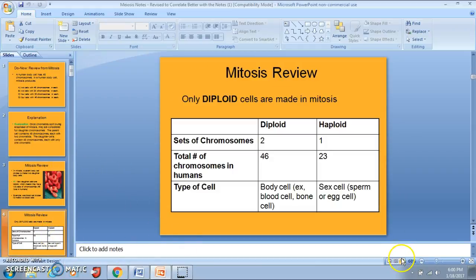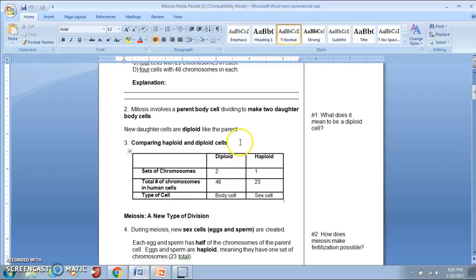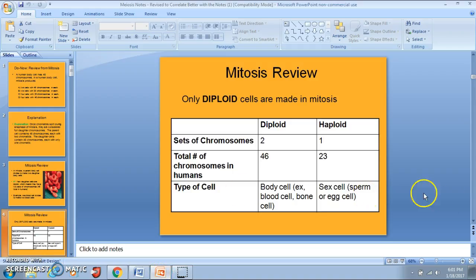Then we have a little chart, both on the PowerPoint and on your notes, that compares diploid cells and haploid cells. We only make diploid cells in mitosis. Again, we've got 2 sets of chromosomes, and in humans that's 46, and we're making body cells. We only have 2 types of haploid cells, and haploid cells have 1 set of chromosomes, so in humans that's 23. The 2 types of cells that are haploid are sperm cells in males and egg cells in females. Both of those are sex cells.